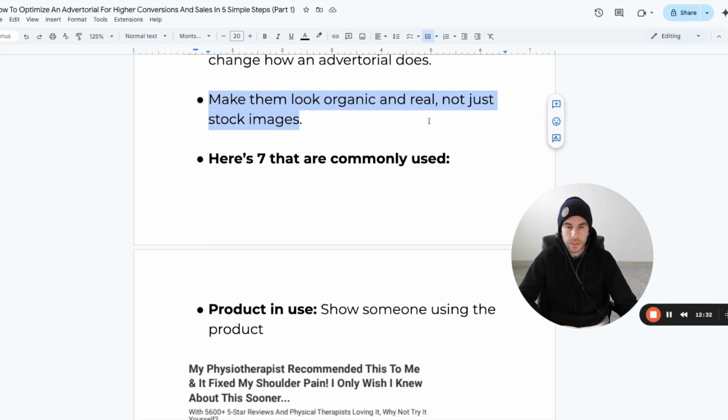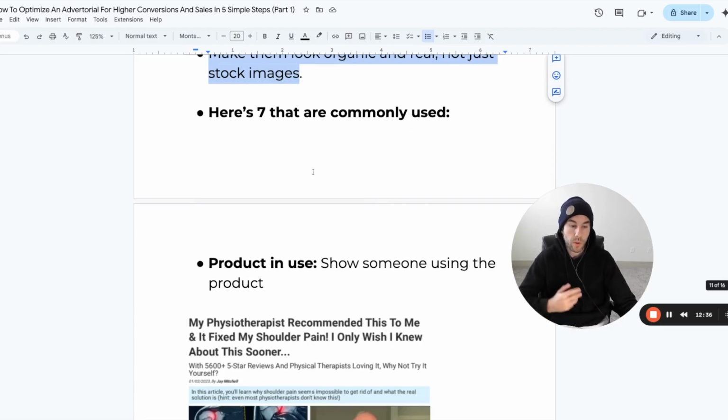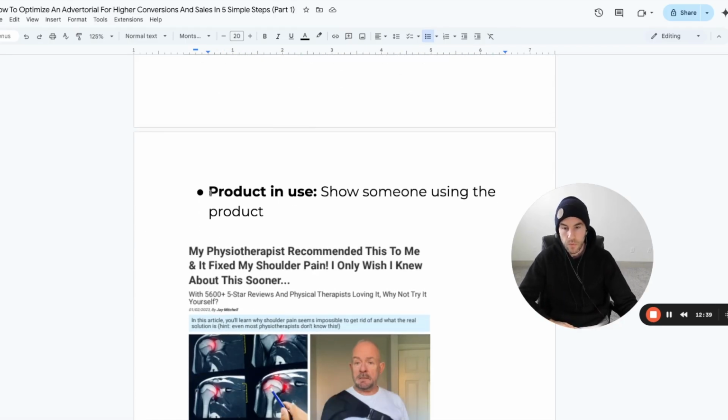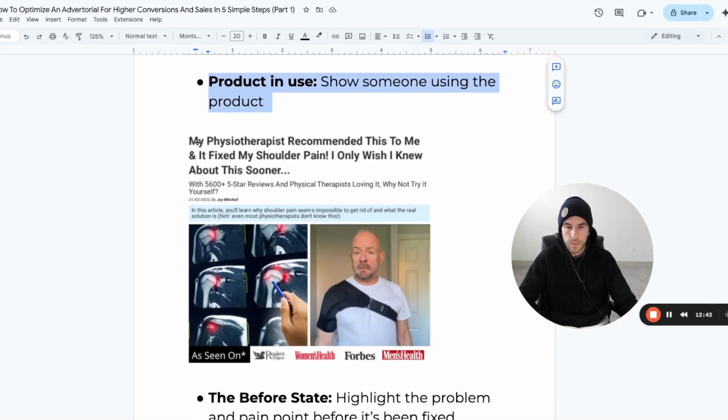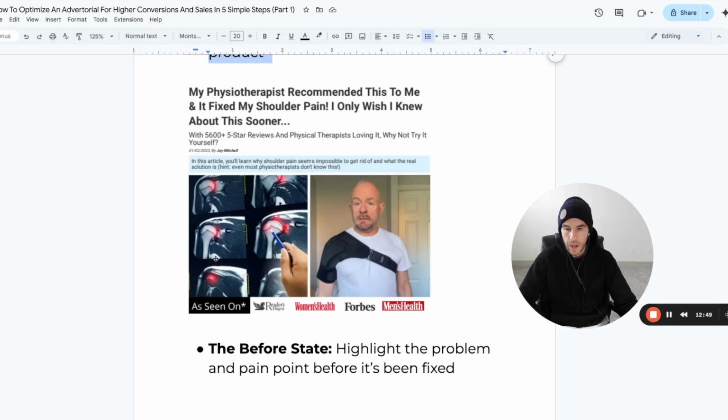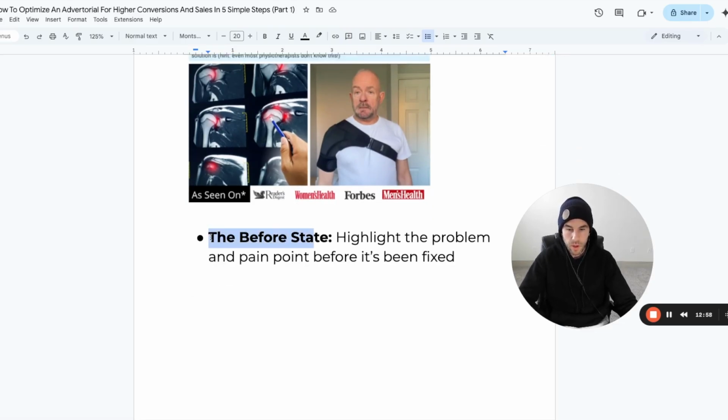So here are 7 commonly used hero images that I see in a lot of advertorials, with some examples for you guys. The very first one is the product in use. You just show someone using the product. My physiotherapist recommended this to me and it fixed my shoulder pain. I only wish I knew about this sooner. You see the guy's picture of obviously his shoulder in pain and the issues, and then you see him wearing the shoulder sling. Next, we have the before state.